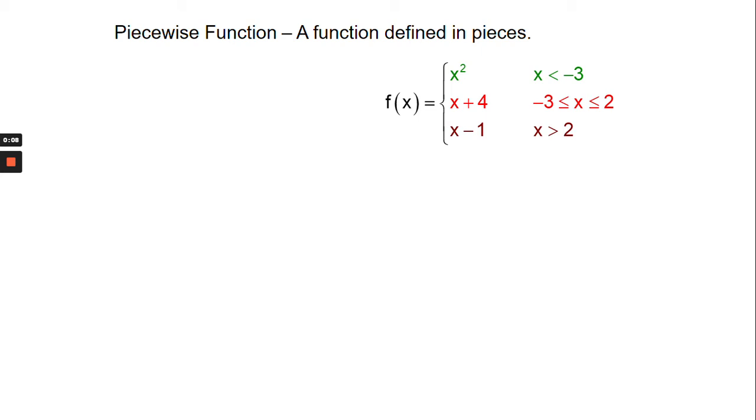We're going to continue with piecewise functions. I said to you that a piecewise function is a function that is made up of pieces or parts. Now, this particular function, which is f of x, has three pieces: x squared, x plus 4, and x minus 1.